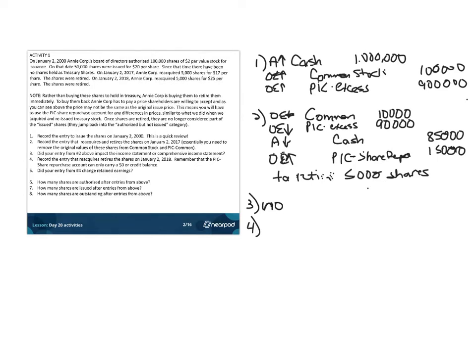All right, so now let's look at the entry to reacquire the shares the next year. Here we are going to reacquire 5,000 shares, and it's going to cost us $25 a share. So the entry is going to look very similar. It's 5,000 shares. We take the par value and the paid in capital excess that went with them when they were issued. We take those out.